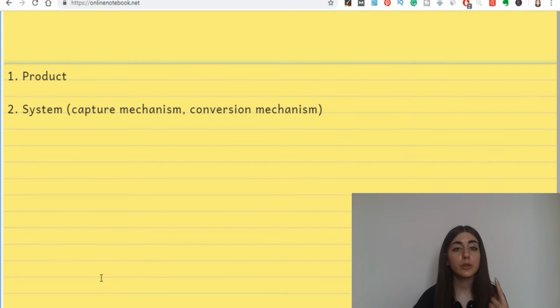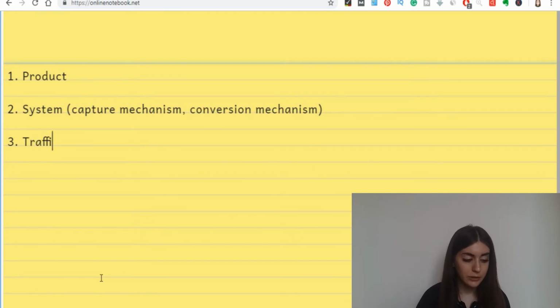So basically you have your product, right? Step number 1. Step number 2, you have your system that actually helps you capture traffic and also convert those people into customers. And basically step number 3, what we need is people who are interested in getting that result our product promises to deliver, right? So basically we need some traffic, and we need good quality targeted traffic, right?